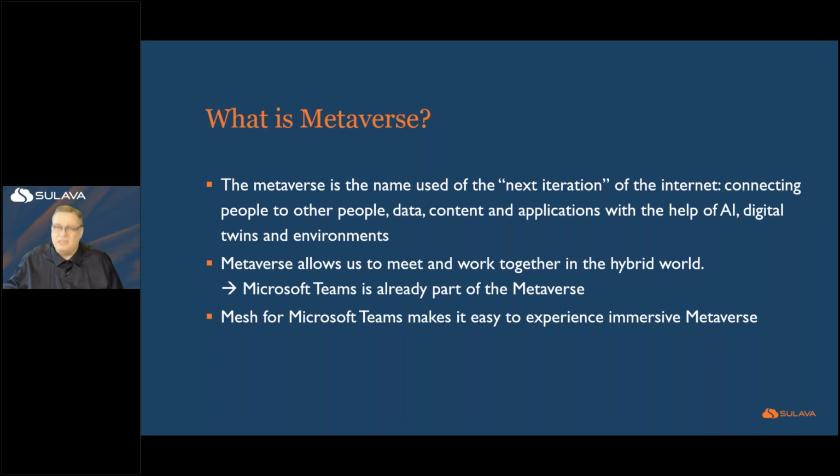In a very easy way, you could say it's the next iteration of the internet. We are connecting people, we are connecting the data, we are working together, we have the content, we have the applications, just like the digital fabric. And we also have digital twins of ourselves, offices, and other environments. So we can bring it in many layers, but we don't have to use every layer.